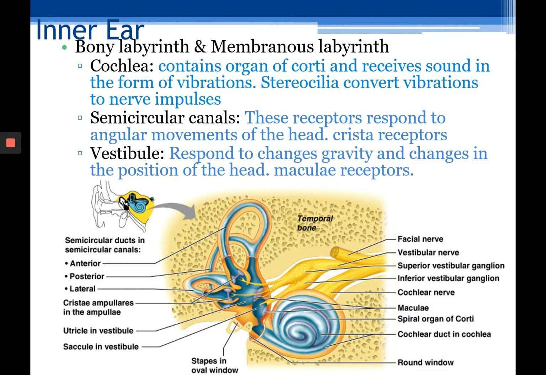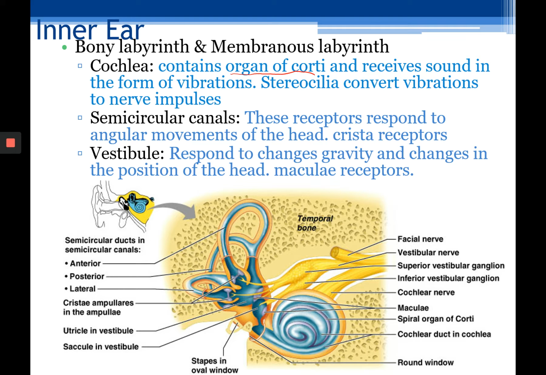So here's a better view of the inner ear. Again, there's a bony labyrinth, or bony cavities, in which the structures of the inner ear sit. So you have both a bony labyrinth and the membranous labyrinth. Inside the membranes, things like the vestibule, the semicircular canal, and the cochlea, that's where the fluid of the membranous labyrinth would be. So the cochlea contains the organ of Corti.